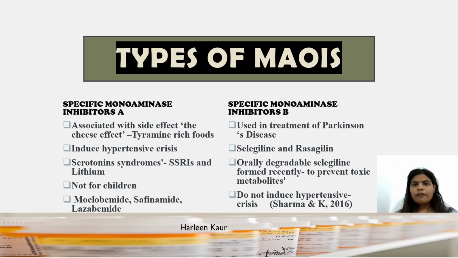Next is the types of MAOIs. So we have two: specific monoamine inhibitors A and specific monoamine inhibitors B. First, monoamine inhibitors A are associated with a side effect, the cheese effect, from tyramine-rich food. It means that patients taking specific monoamine inhibitors A are restricted from tyramine-rich foods, because they can cause the effect which we generally call the cheese effect, which induces hypertensive crisis.